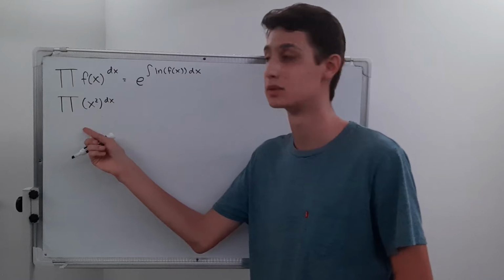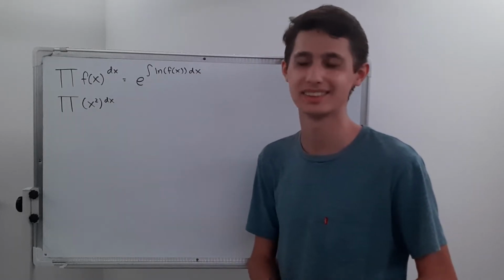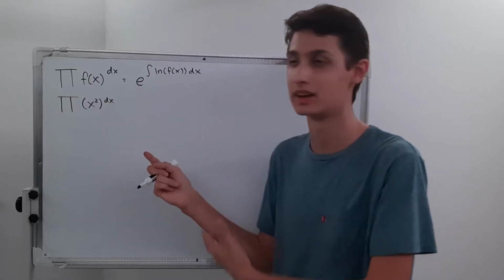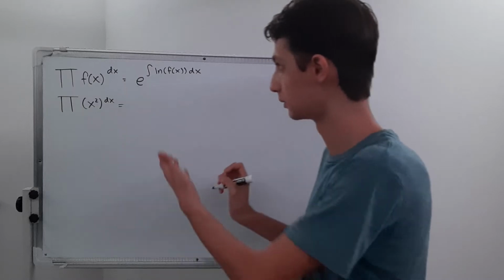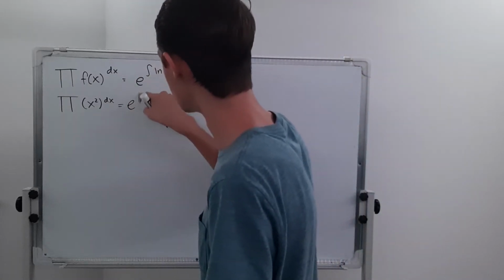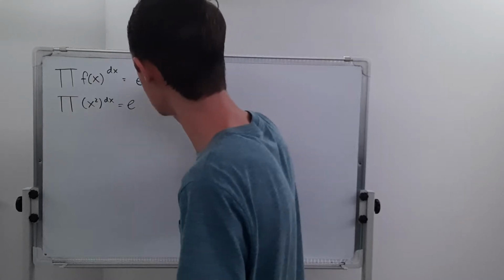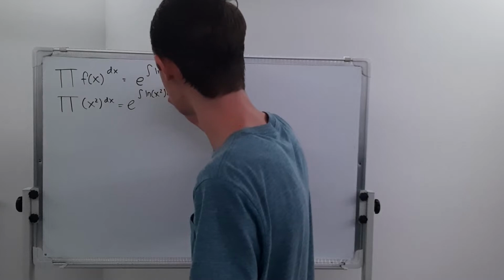So the homework question was to solve this. What is the product integral of x squared to the dx? And we're going to figure out what that is. So let's just dive right into it. This is going to be equal to e to the integral of ln of x squared dx.